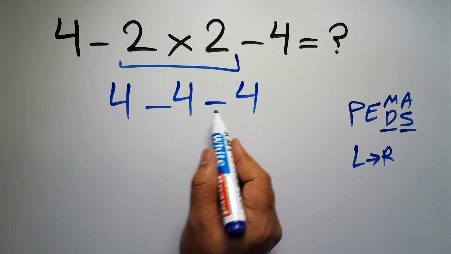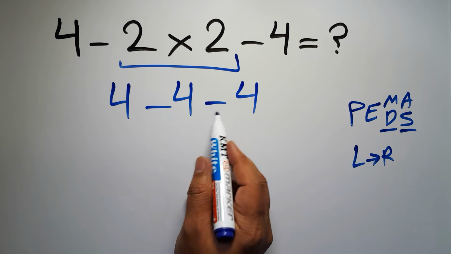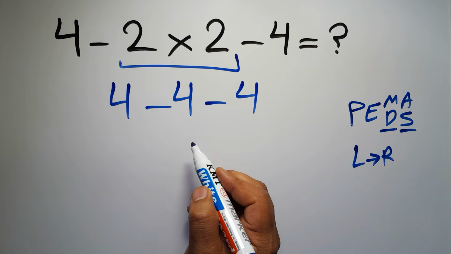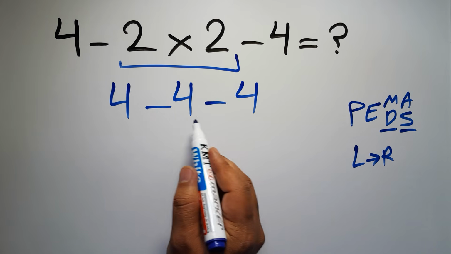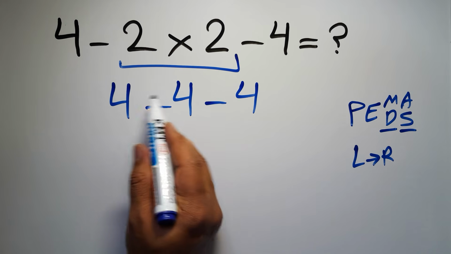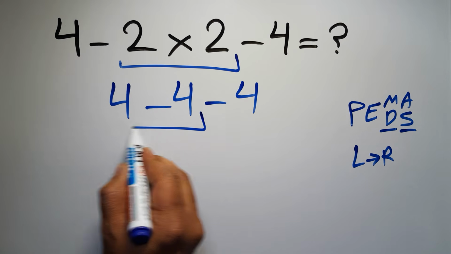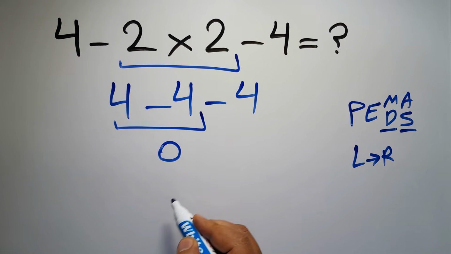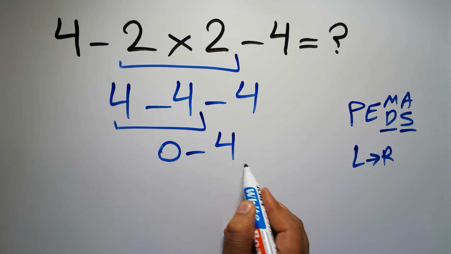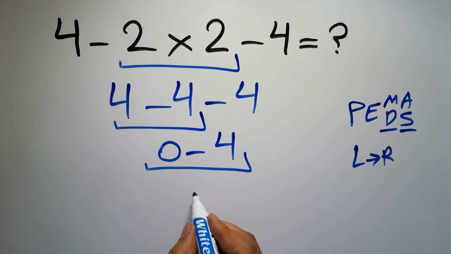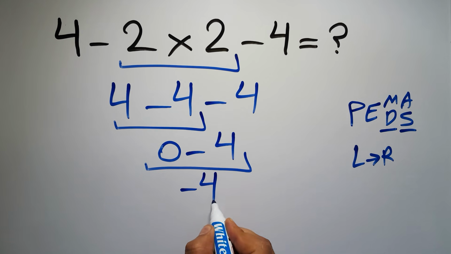Now we have two subtractions, and when we have more than one subtraction in an expression, we have to work from left to right. So here first we have to do this subtraction. 4 minus 4 is just 0. So 0 minus 4, which equals negative 4. And this is our final answer to this problem.